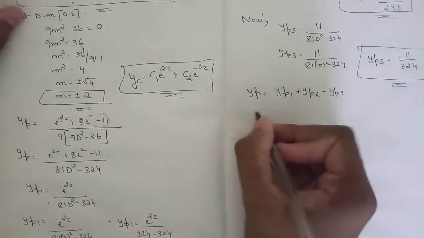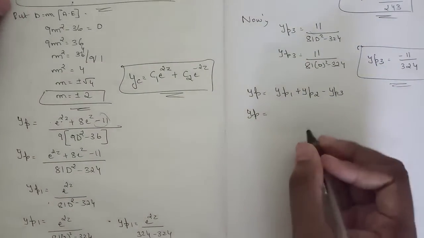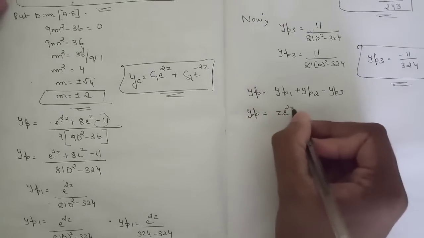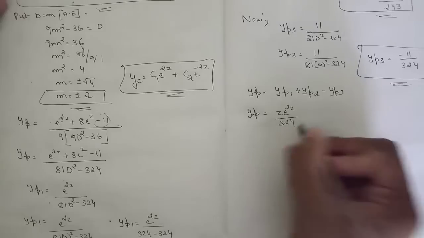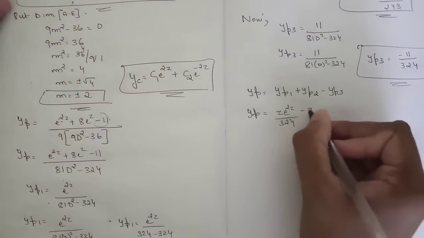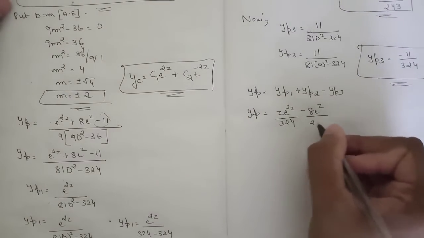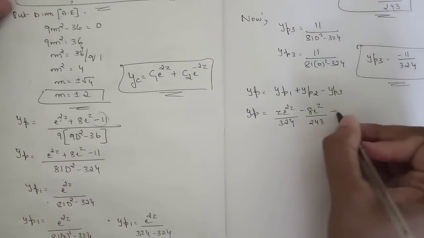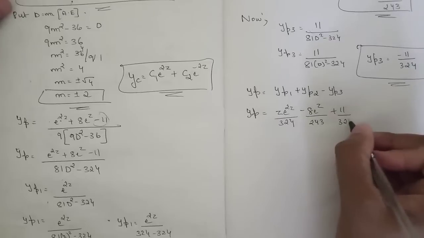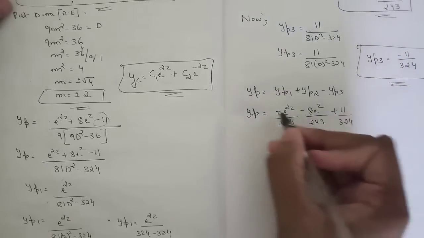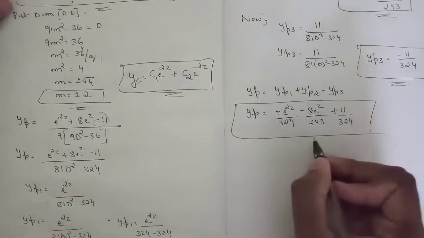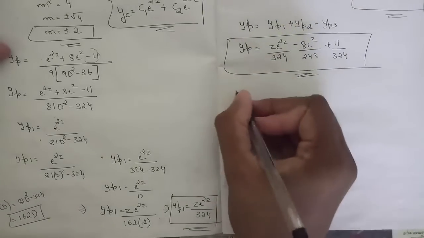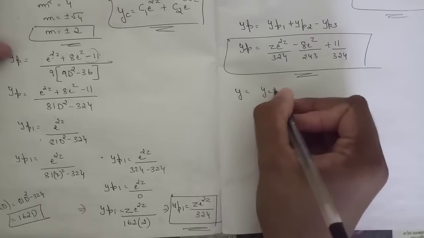So our yp would be yp1, what we have got, z e power 2z upon 324, minus 8 e power z upon 243, and we have minus here, also minus, so plus 11 by 324. So this is your required particular integral. Now let's write y equal to yc plus yp.